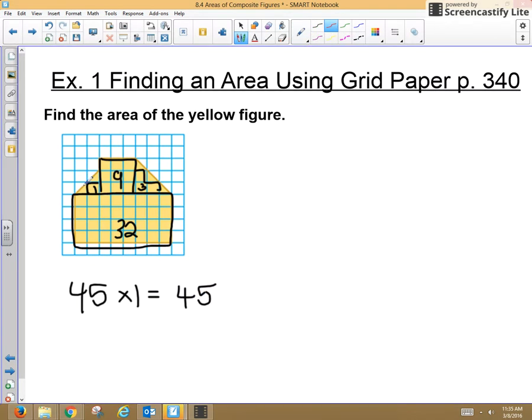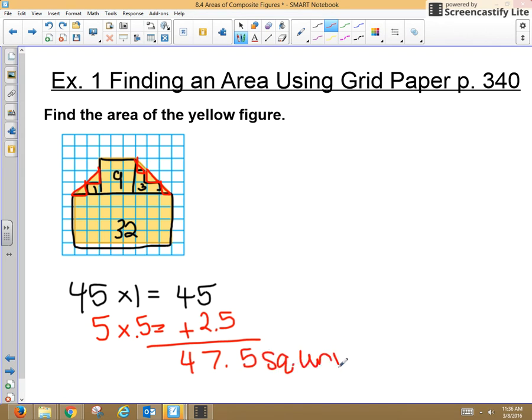The last part I need to measure are these triangles. And I count 1, 2, 3, 4, 5 triangles here. But if you notice, the triangles only take up half of a square. So I'm not going to count these as full units. I'm going to count these as half units. And 5 times 0.5, or half of 5, is 2.5. So when I add up these total units together, I get 47.5 square units as the total.